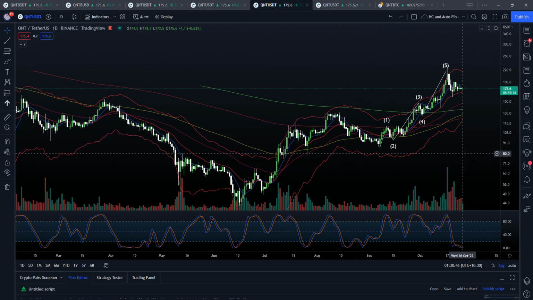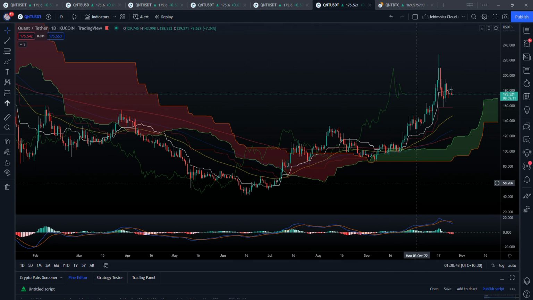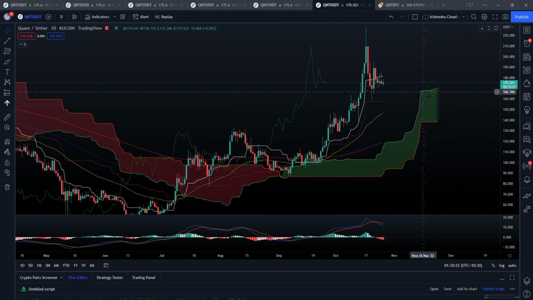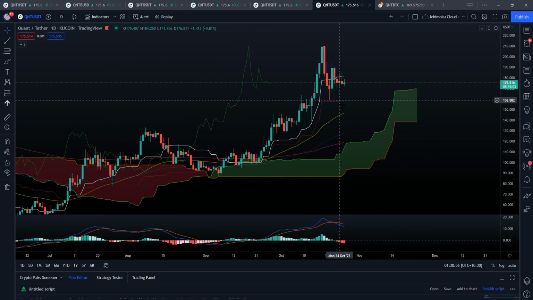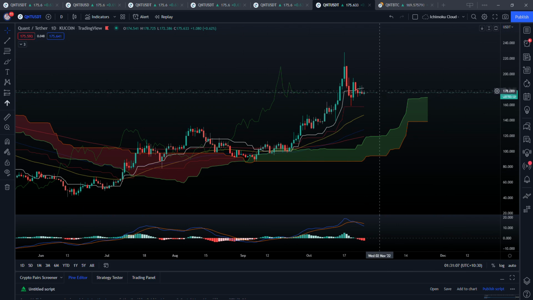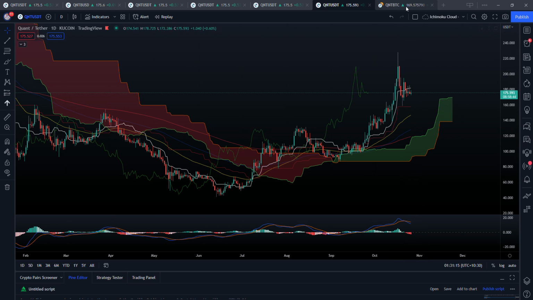And the cloud pretty much says the same thing. We got the support here, and we could potentially just trade sideways here for a while until we reach the cloud before rallying up. So I think a couple of weeks of sideways action, we'll find support around 160, and then we'll continue higher.